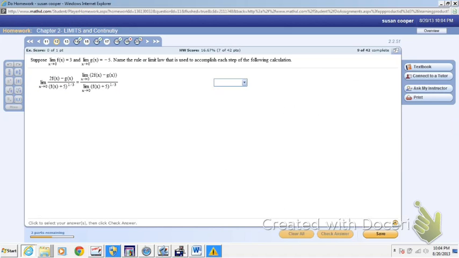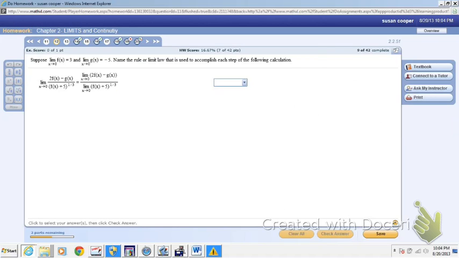Oh, I did want to try one more problem from the homework because we've been working a lot with limit laws and limit rules and finding limits. This is the last problem we'll do for today. The limit as x approaches 0 of f of x equals 3.